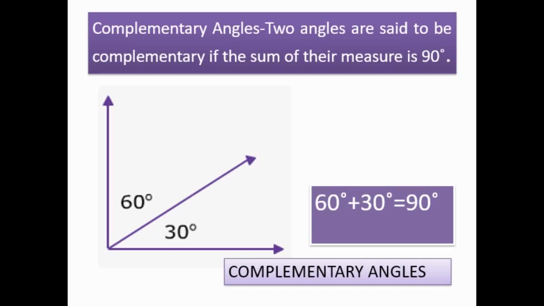Now when we talk about complementary angles, see the definition. Two angles are said to be complementary if the sum of their measures is 90 degrees. That means if we add the two angles, it should add up to 90 degrees. Just see the figure there. There are two angles. One angle is 60 degrees, the other angle is 30 degrees. If we add 60 degrees plus 30 degrees, that is equal to 90 degrees. That is one right angle. So this is an example of complementary angles.